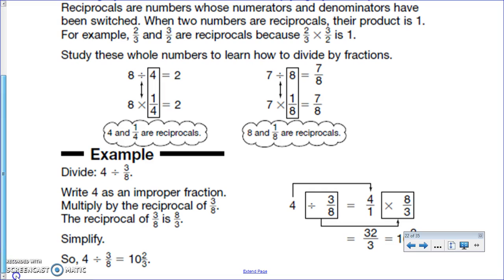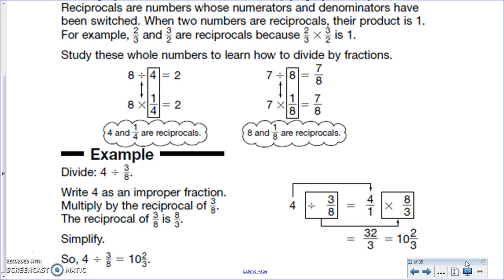So in our example here, dividing a whole number by a fraction. First, we write 4 as an improper fraction, so we get 4/1, which you can see to the right. Then we're going to multiply by the reciprocal, or the inverse, of 3/8. That lets us flip the fraction upside down, so we get 8/3, and that's what allows us to change the division sign into multiplication. Then it's the same thing we've been doing the last couple of days.